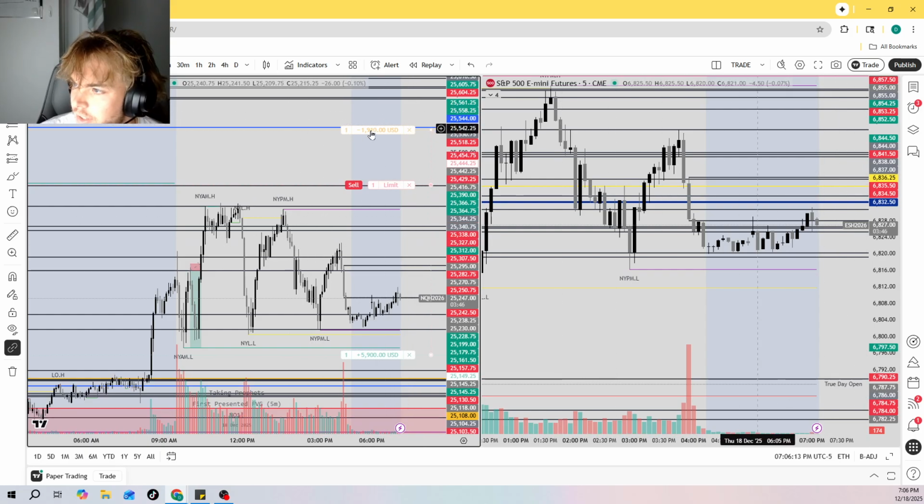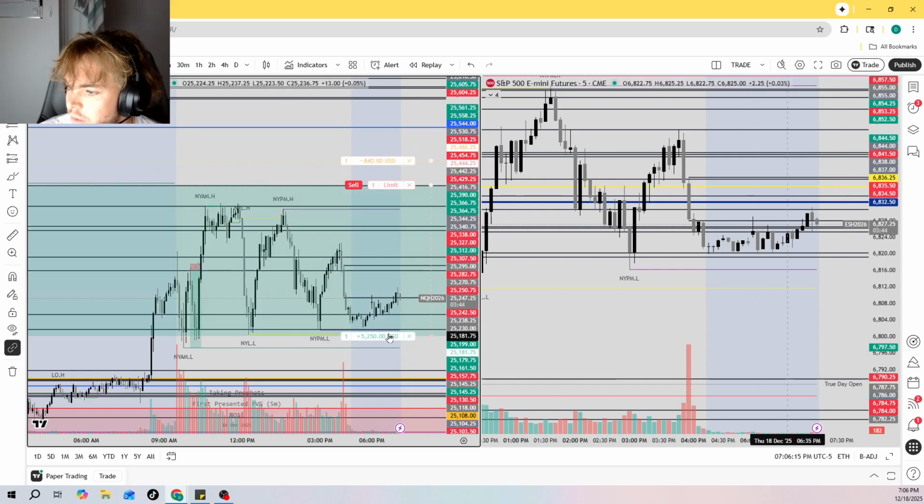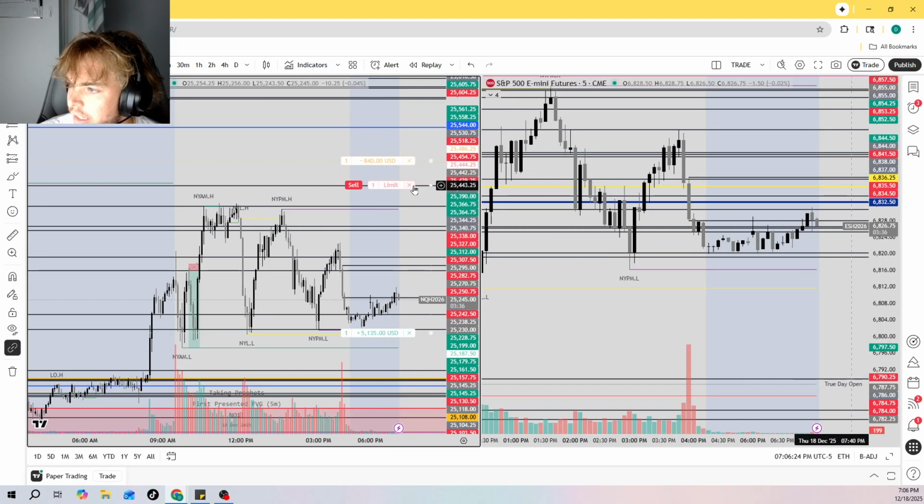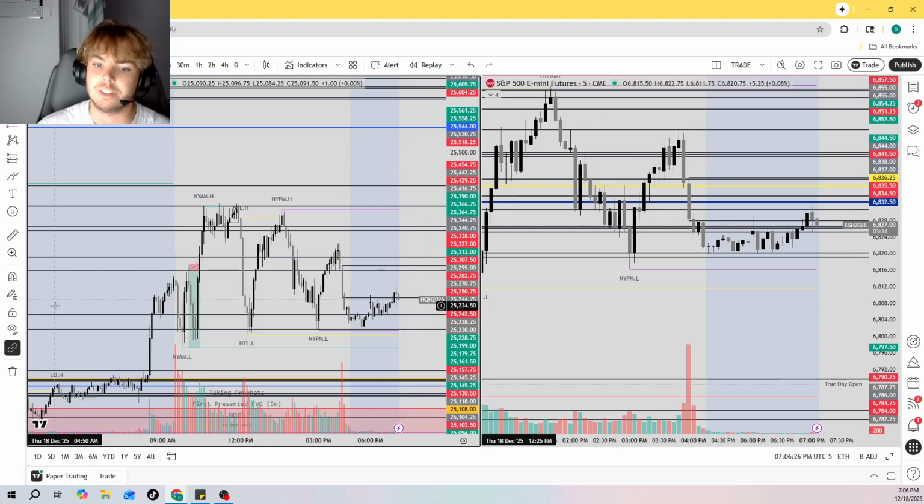And this is great because it tells you how much you're risking, and it tells you how much you would make if your trade were to hit. You can also change the contract size here, right? And yeah, it's awesome. I really like TradingView. I'd recommend it. Super beginner friendly as well.